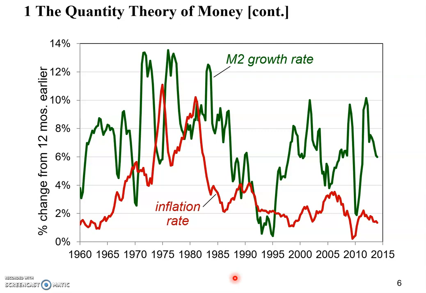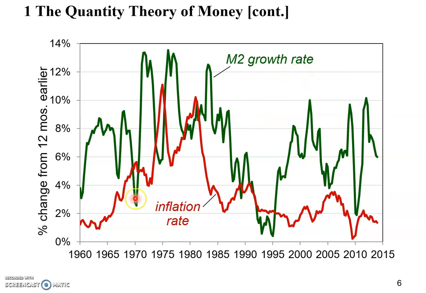Remember, we said if the velocity is a constant, so there's no growth rate in velocity, and the growth rate of the real GDP over a long period of time is also constant, approximately 3 to 3.5%. So what's left over would be, on the left-hand side, the inflation rate, which is a percentage change in overall price level. On the right-hand side, it's the percentage change in money supply, which is approximated with the M2 growth rate here.